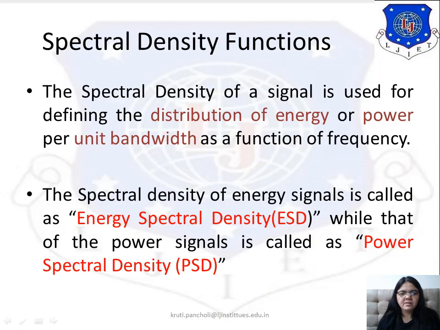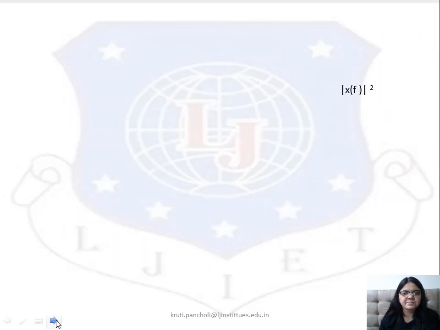In this section, we will learn about the spectral density function. What is the spectral density of a signal? It is the distribution of the energy or power per unit bandwidth as a function of frequency. The spectral density of energy signals is called energy spectral density, while the spectral density of a power signal is called power spectral density, PSD.